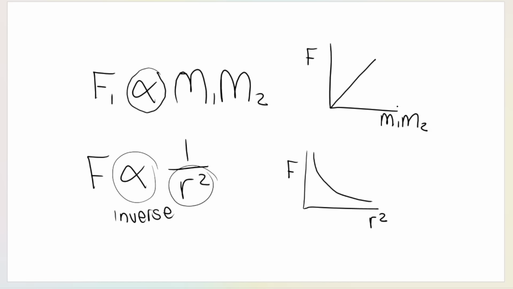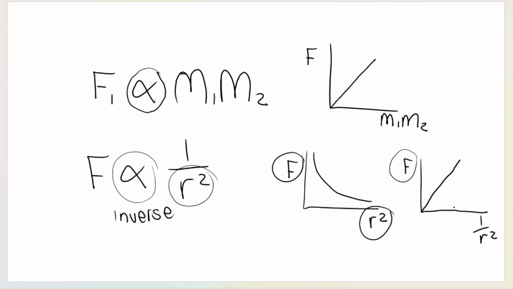So you should know, if I represent it on a graph, this is what a direct proportion relationship looks like. If I represent this on a graph, this is what an inverse proportion relationship looks like. And if I do the reciprocal of r squared, so I go 1 over r squared, then that will straighten out into a directly proportional relationship. Obviously, that line must be straight. So the force is inversely proportional to r squared, but the force is directly proportional to 1 over r squared.